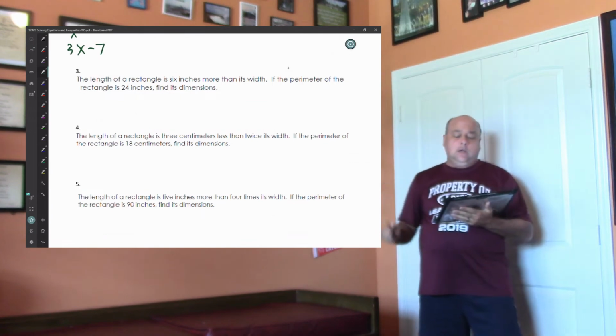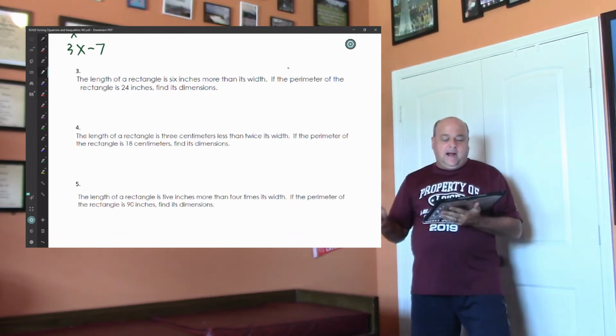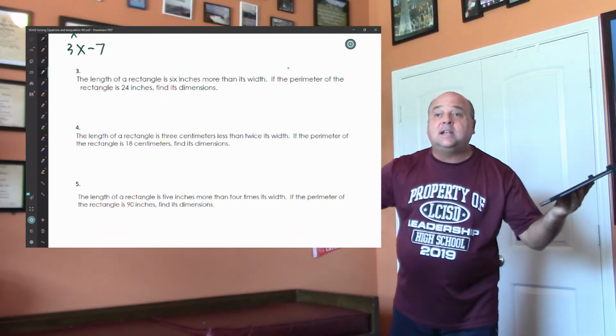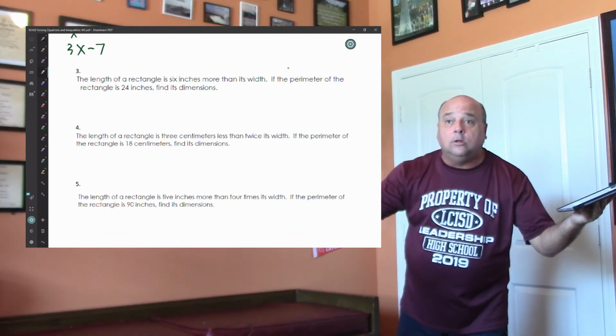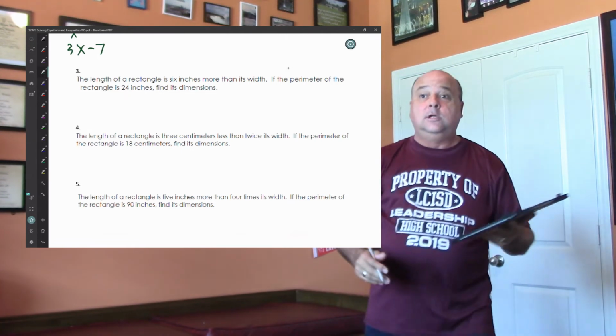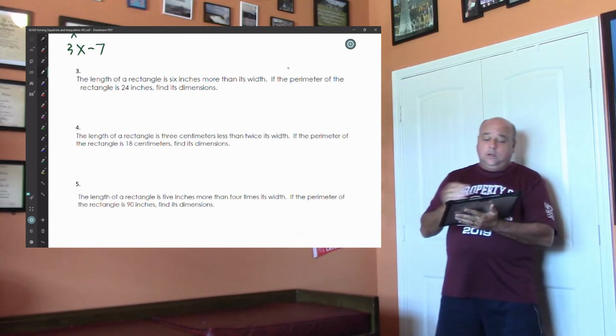Number 3! Yeah, what a blast. Number 3, it talks about a rectangle. If it talks about a rectangle, draw a rectangle. So let's draw your rectangle.